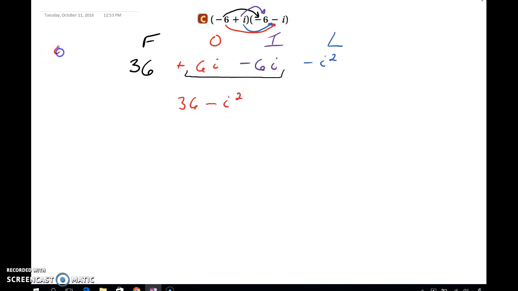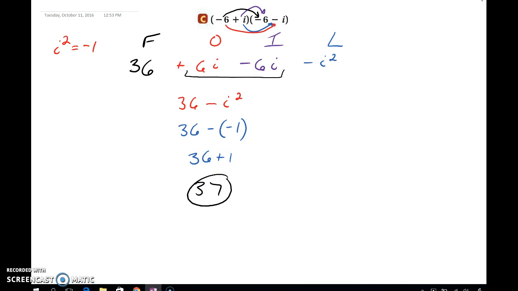And what does i squared equal to again? It's equal to negative 1. So it becomes 36 minus negative 1, which this then becomes 36 plus 1, or 37. All right, so this final answer is equal to 37.